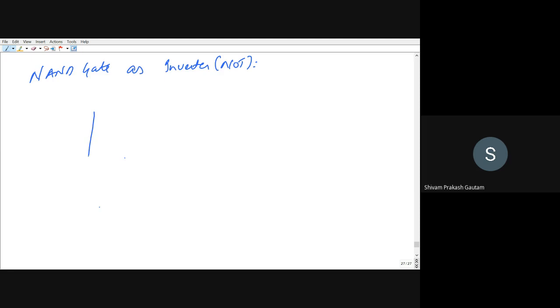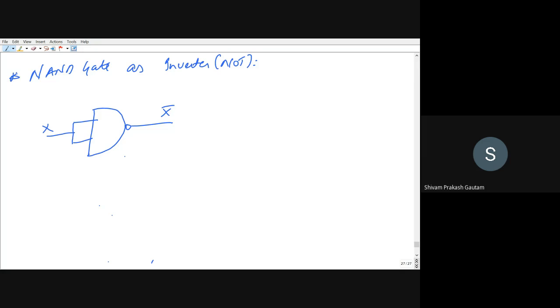So the NAND gate's logic symbol is this, right? This is the symbol for the logic gate, and it has two or more inputs. If you short both of these inputs and provide X, then the output you will get is X bar. This is what I'm saying: if you short both the inputs of a NAND gate, you will get X bar.